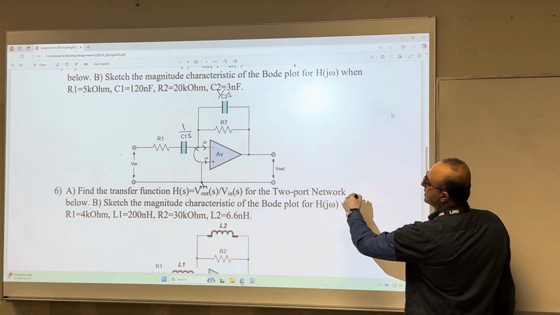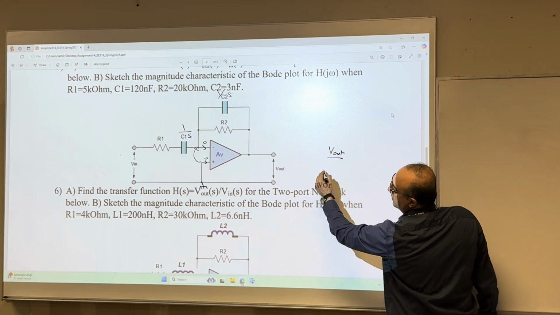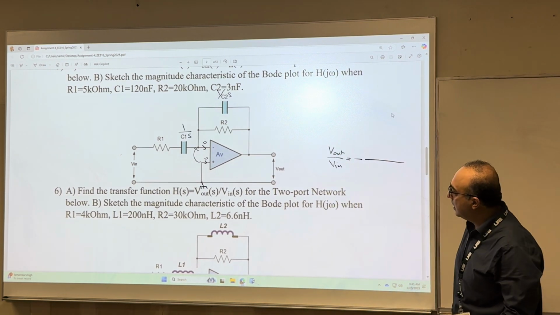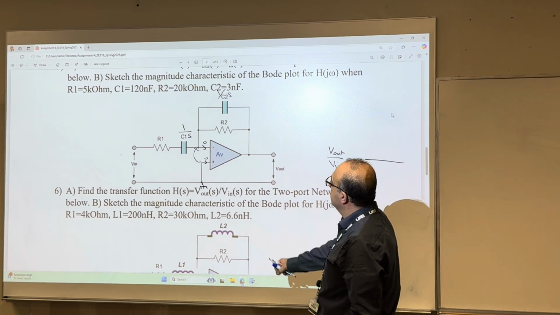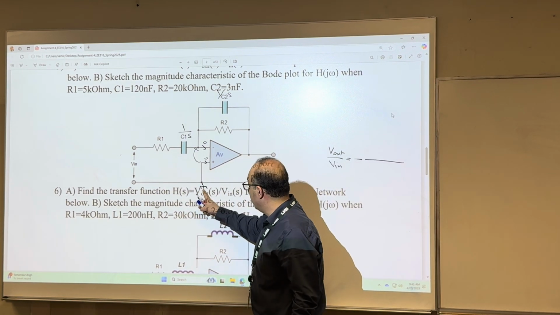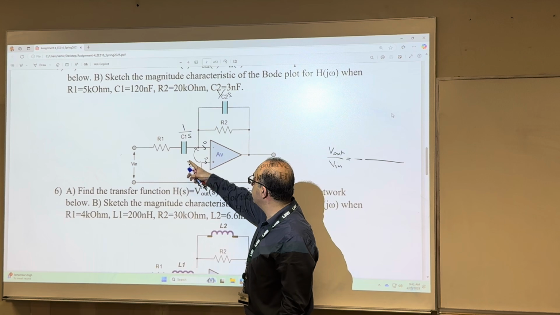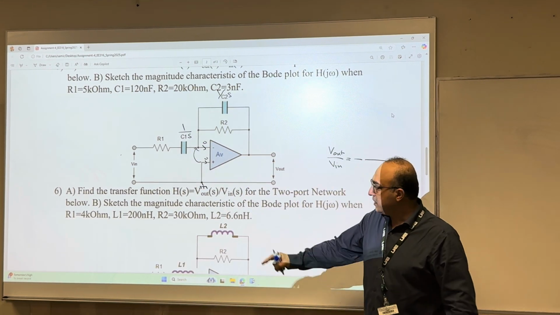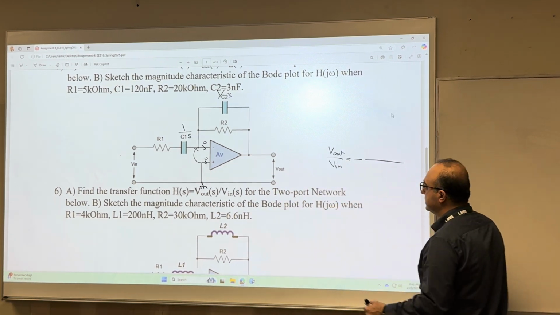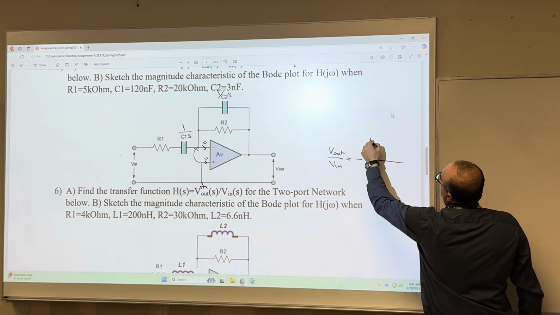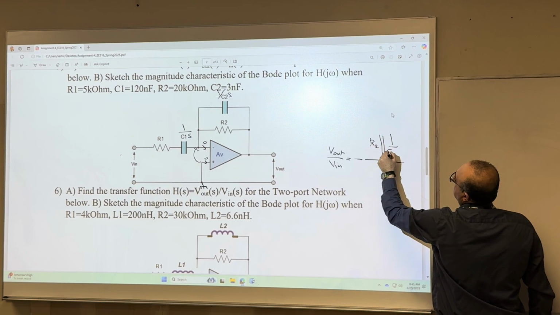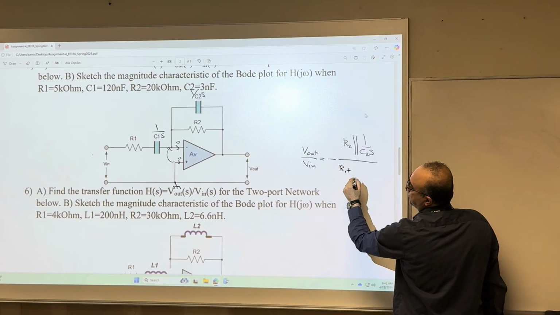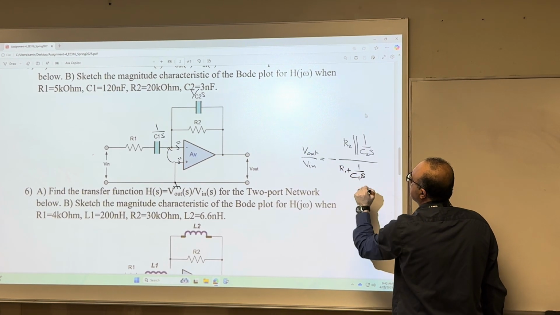amplifier. The gain is going to be V out over V in, which is negative the impedance at the top over the impedance at the input, because the voltage is 0. If the voltage wasn't 0, you would have to calculate the current and put them together, same thing. But right now, because it is 0, it is easy, I just say that. The value is going to be R2 in parallel with 1 over C2S, over R1 plus 1 over C1S. Done.